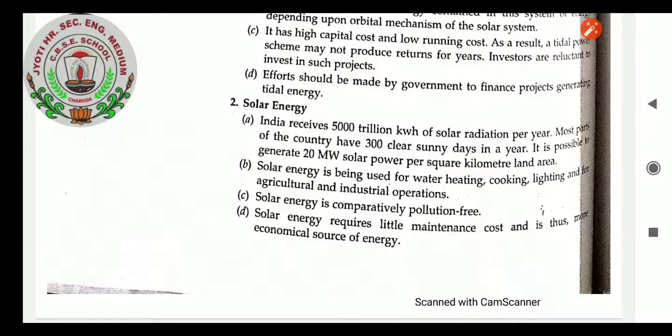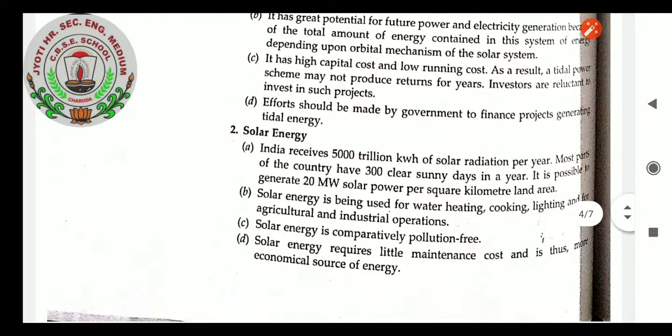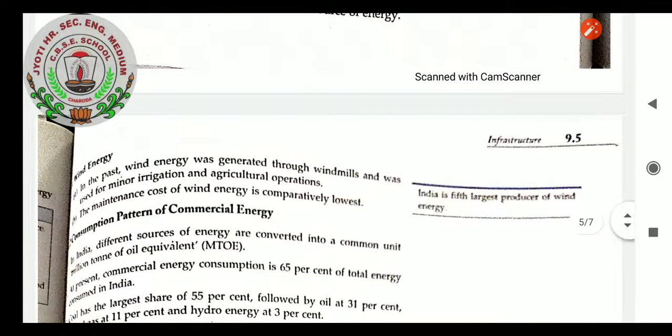Last comes wind energy, students. In the past, wind energy was generated through windmills and was used for minor irrigation and agricultural operations. You can see Rajasthan and other areas where heavy wind is blowing, such as Haryana and Kerala. Many areas use wind energy for agricultural irrigation. The maintenance cost of wind energy is comparatively the lowest.